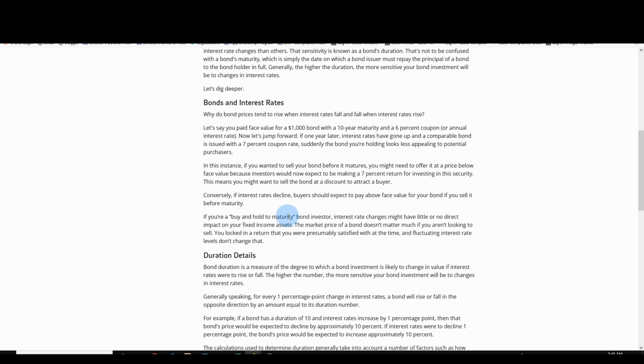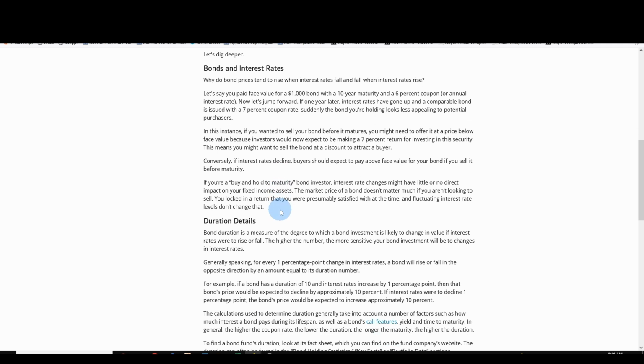In this instance, if you wanted to sell your bond before it matures, you might need to offer it at a lower price, below face value, because investors would now expect to be making a 7% return for investing in that security. This means you might want to sell the bond at a discount to attract a buyer. Conversely, if interest rates decline, buyers should expect to pay above face value for your bond if you sell it before maturity. If you're a buy-and-hold-to-maturity bond investor, interest rate changes might have little or no direct impact on your fixed income assets.